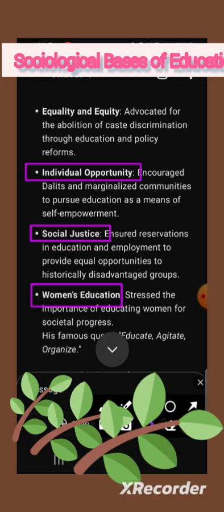Women's education: recognized that women's empowerment depended on access to education, and advocated for gender equality in education and employment. His famous slogan, educate, agitate, organize, highlights the transformative power of education in achieving social justice and equality.